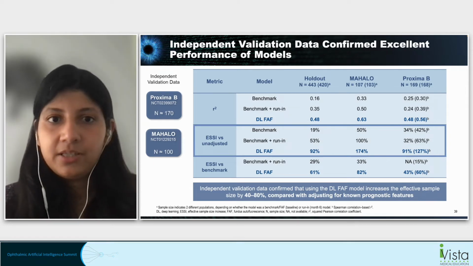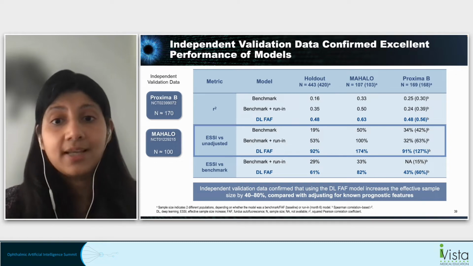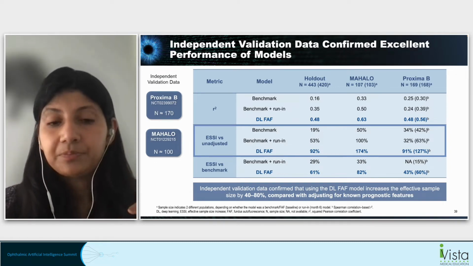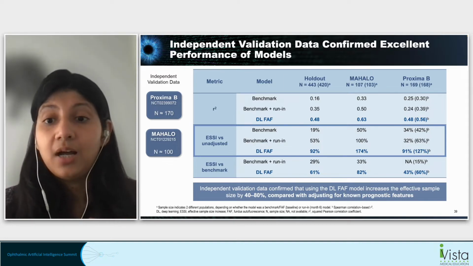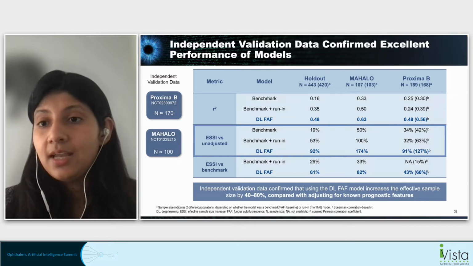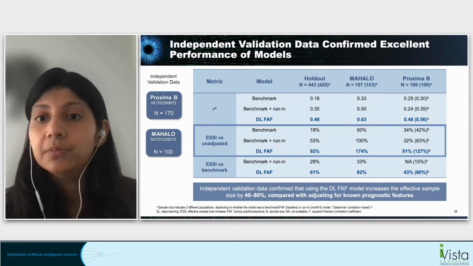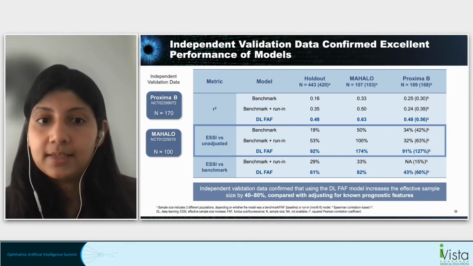Now this table here shows how the two independent validation data sets also performed as compared to the holdout. So when you look at just the R squared metric, you do see that the holdout performance was 0.48, Mahalo performance was 0.63, and Proxima B performance was 0.48. So it was very comparable and consistent across the holdout as well as the independent data sets.